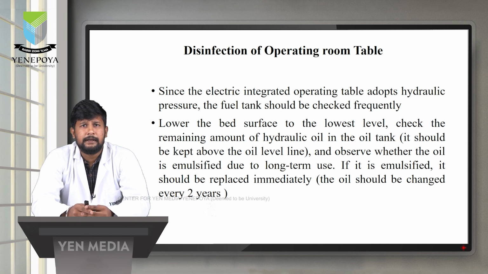Since the electric integrated operating table adopts hydraulic pressure, the fuel tank should be checked frequently. Lower the bed surface to the lowest level. Check the remaining amount of hydraulic oil in the oil tank. It should be kept above the oil level line, and observe whether the oil is emulsified due to long-term use. If it is emulsified, it should be replaced immediately. The oil should be changed every 2 years.